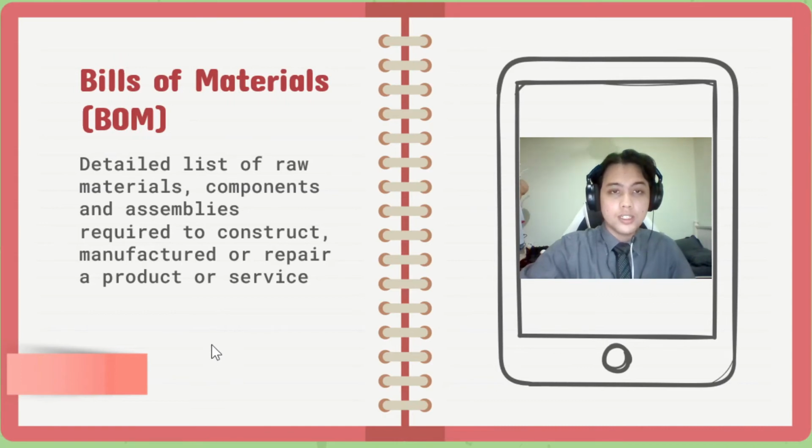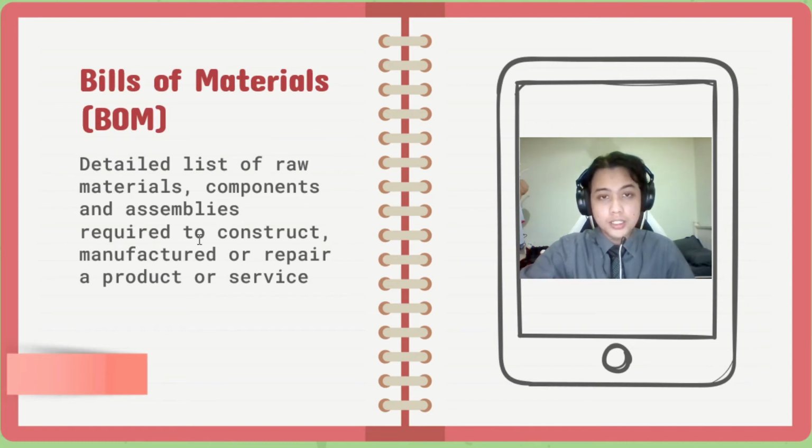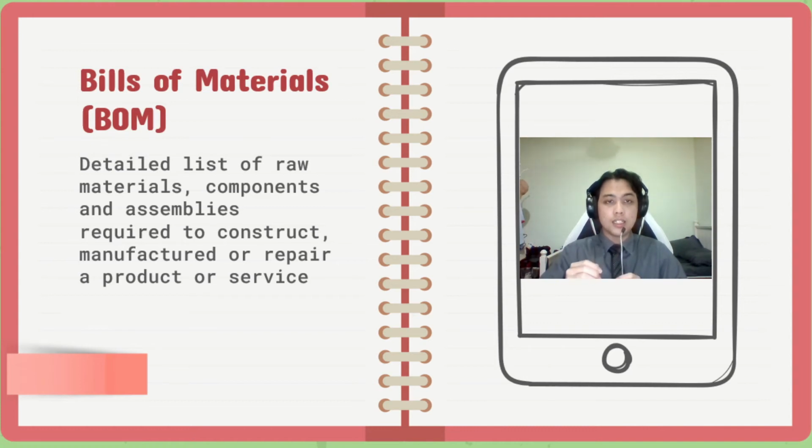Let's move to the second input of MRP, which is the Bill of Materials, BOM. BOM is a detailed list of raw materials, components, and assemblies required to construct, manufacture, or repair a product or service. Basically, BOM is a centralized source of information used to manufacture a product. It is a list of all the assemblies, sub-assemblies, parts, and raw materials that are needed to produce one unit of a finished product, as well as the instructions on how to assemble the product.